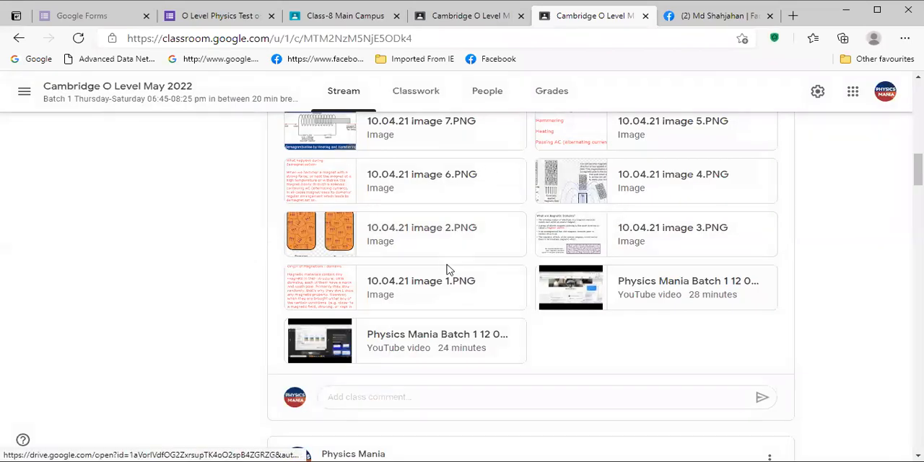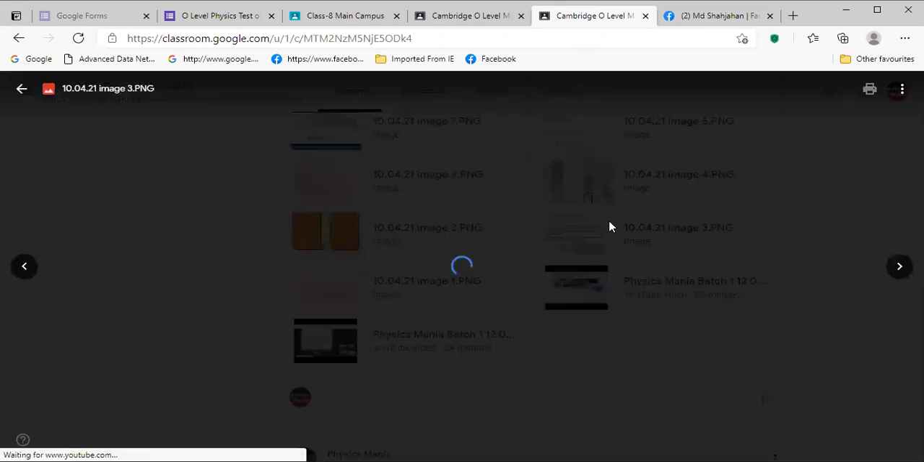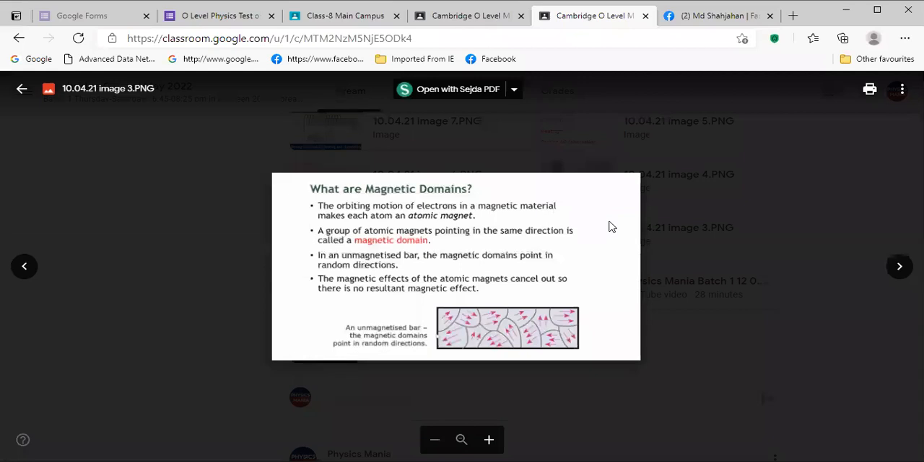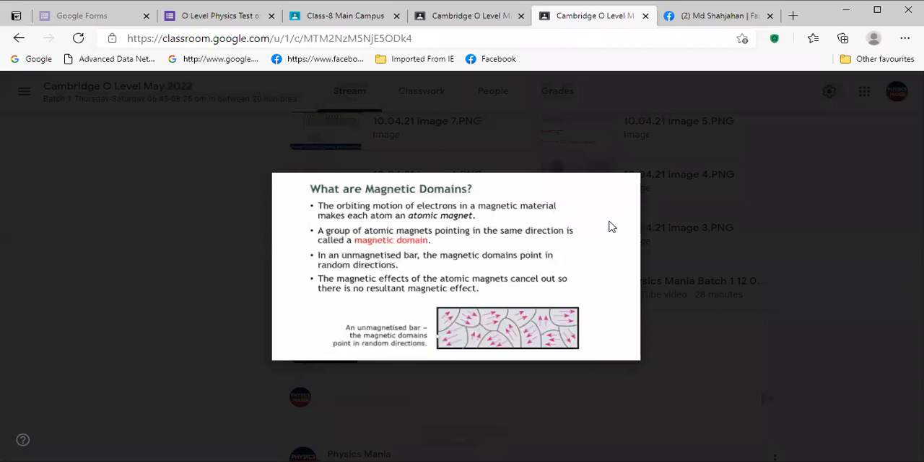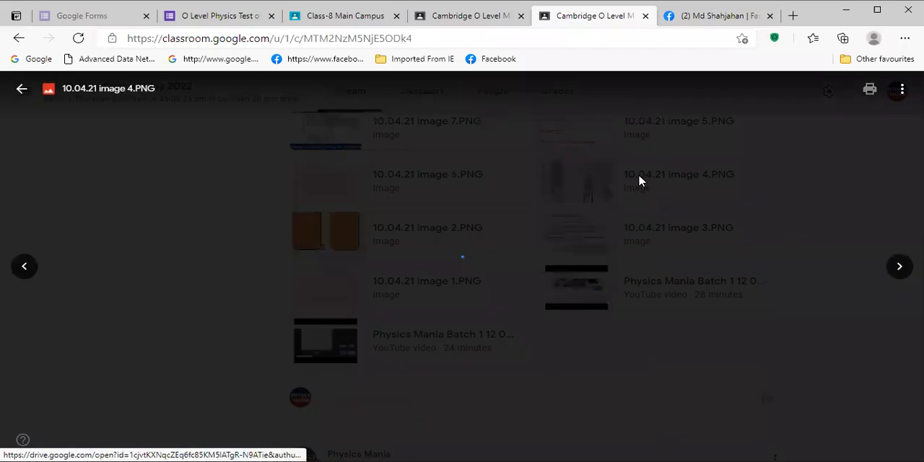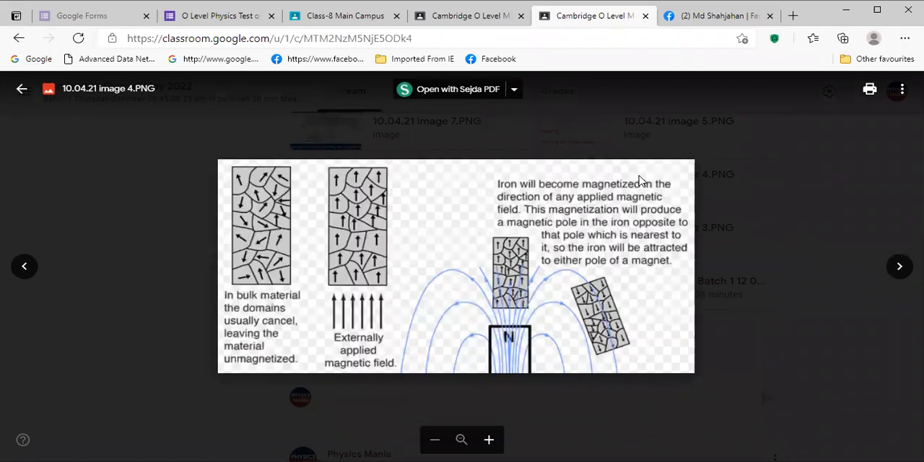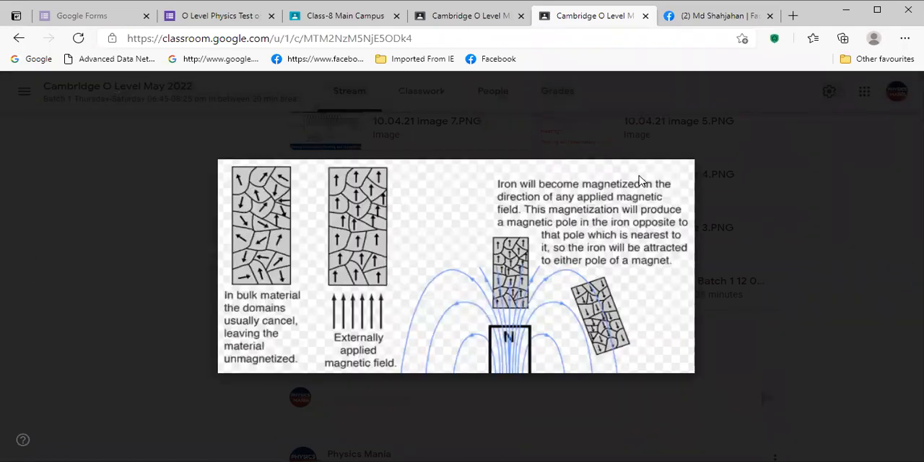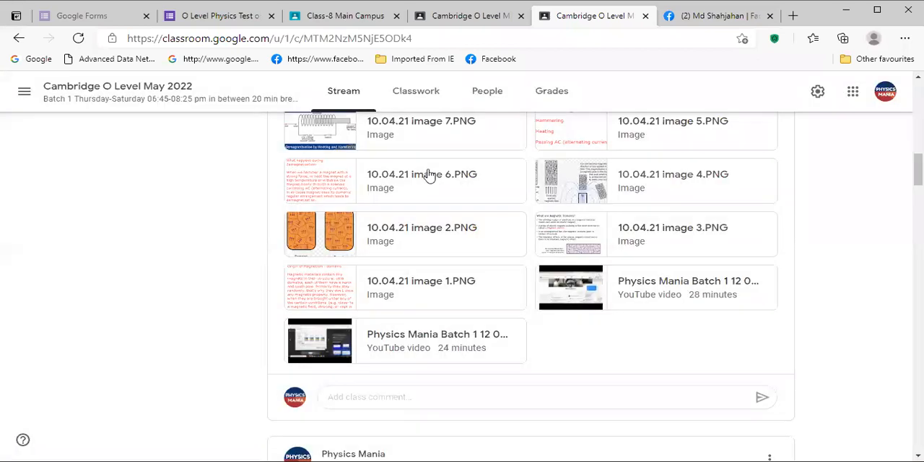So here we have more. You see, we have some more diagrams here. Image 3, that is also the discussion we did on domains. We also have another one, this one, on domains.